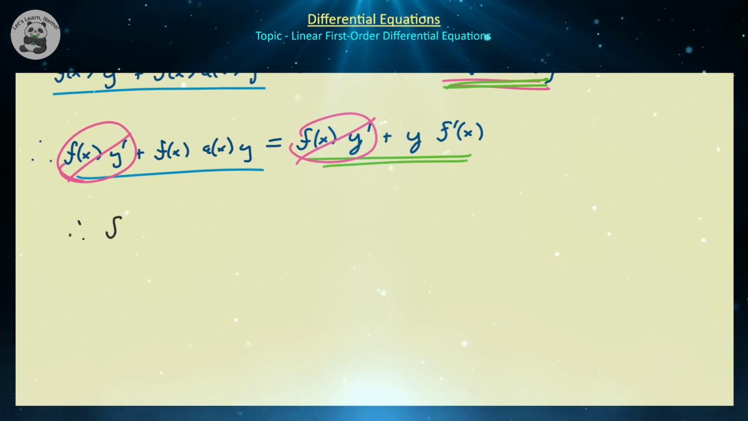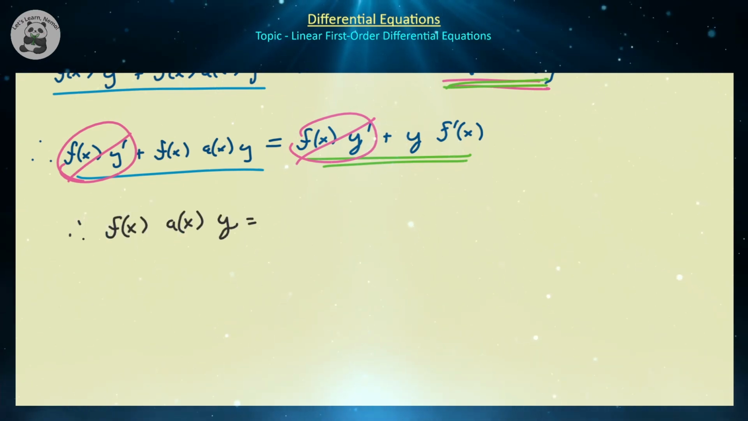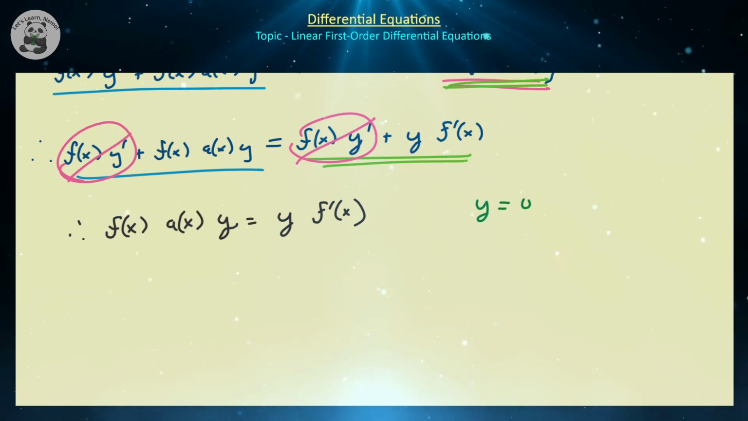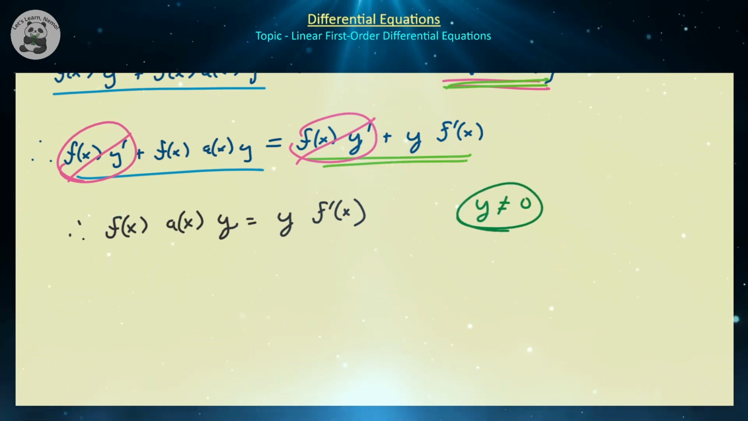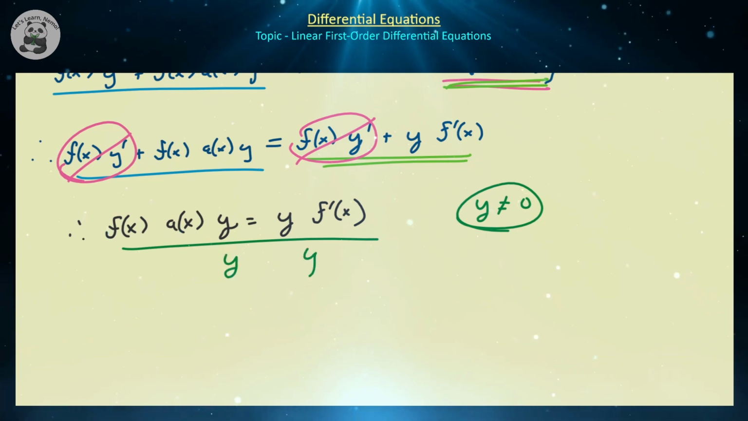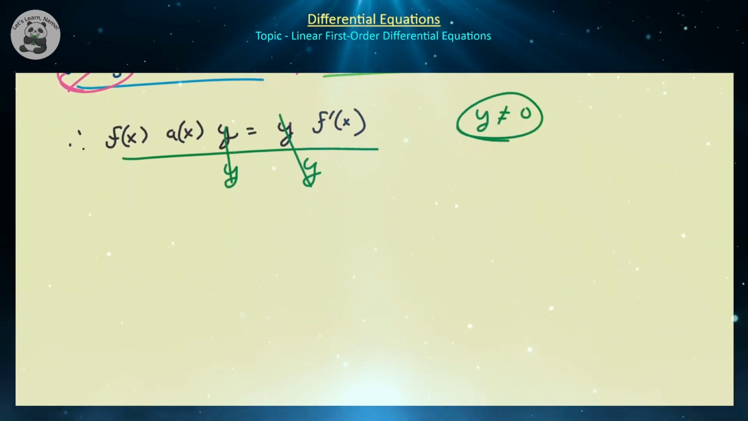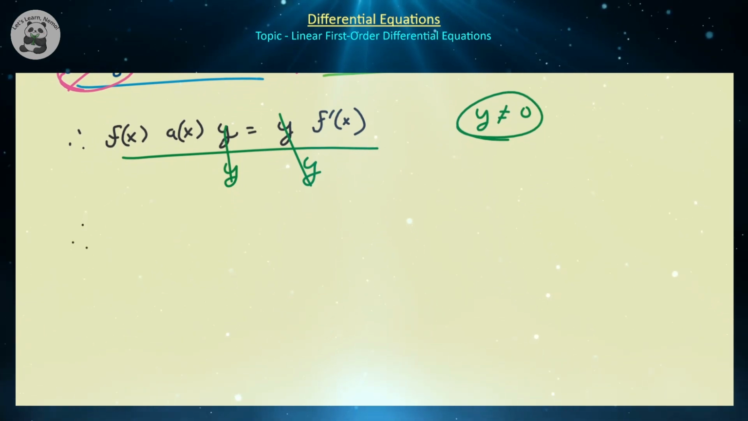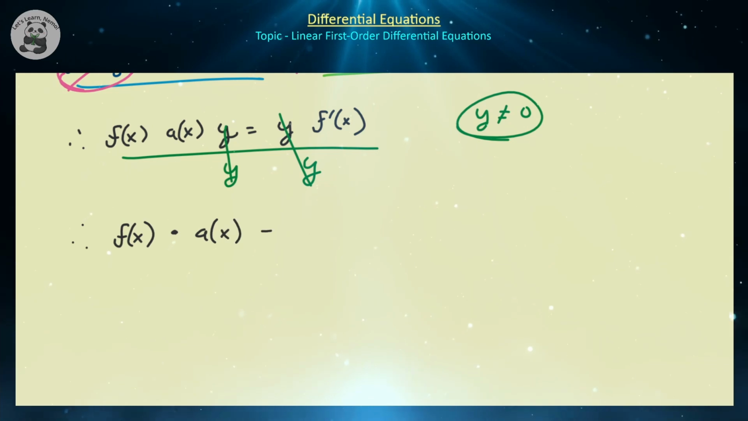We're left with f of x a of x y is equal to y f prime of x. So let's assume that y is not identically equal to the 0 function, which is going to allow us to divide both sides of this equation by y, and that's going to give us a very basic looking equation, in particular f of x times a of x is equal to f prime of x.